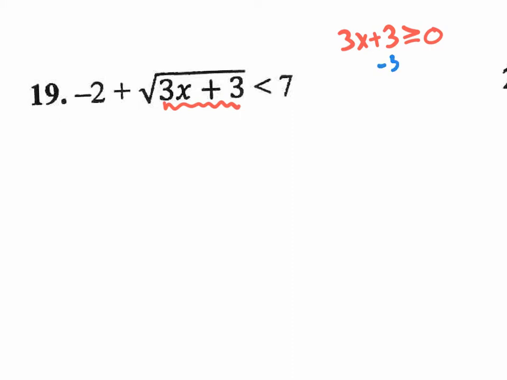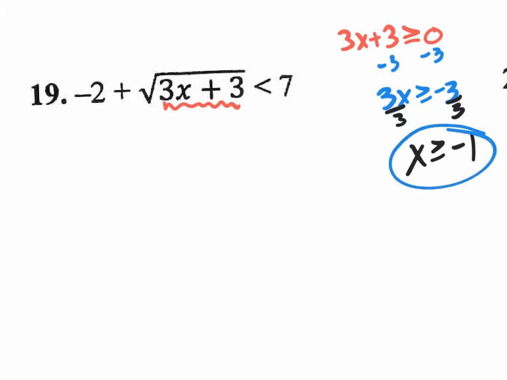Check it out. Minus 3, 3x is greater than or equal to negative 3. Divide both sides by 3. X is greater than or equal to negative 1. Oh yeah, and by the way, since it's an inequality, if you ever divide by a negative, you have to flip the inequality symbol. But because we divided by a positive, you don't have to mess with it, just bring it down. Anyways, this is one answer right here.